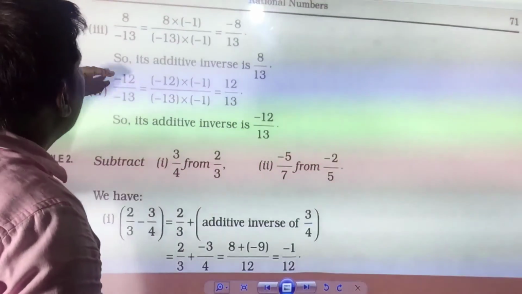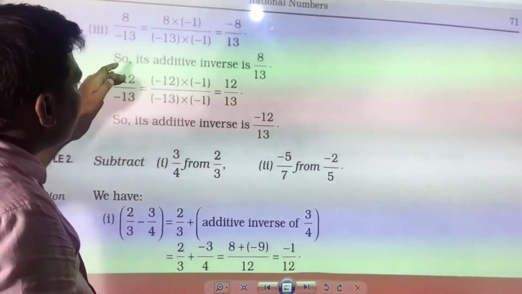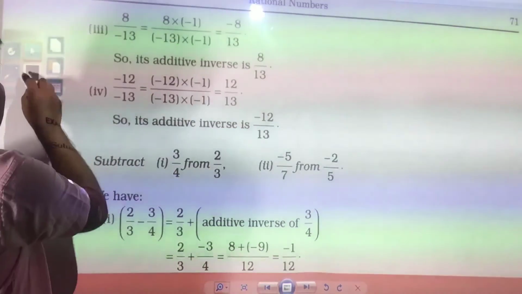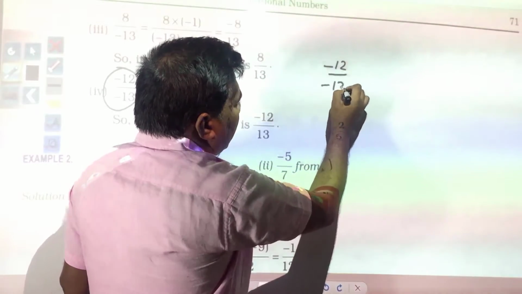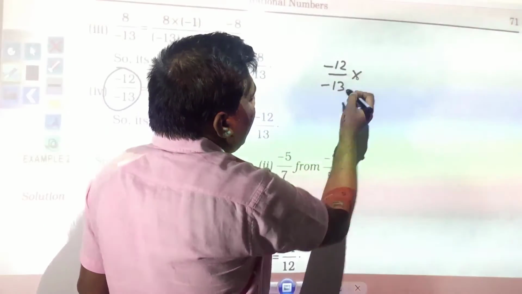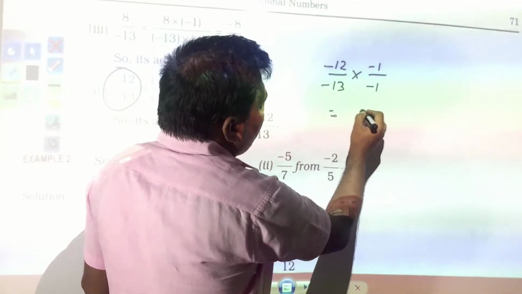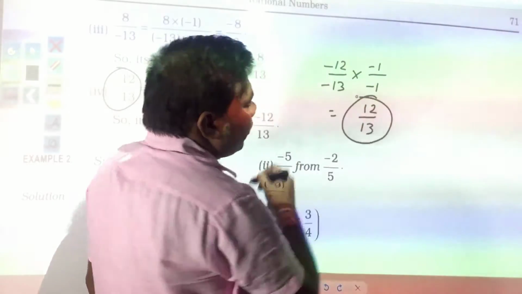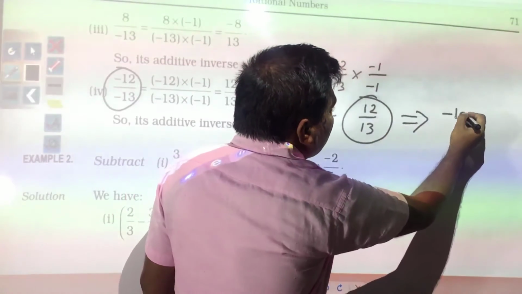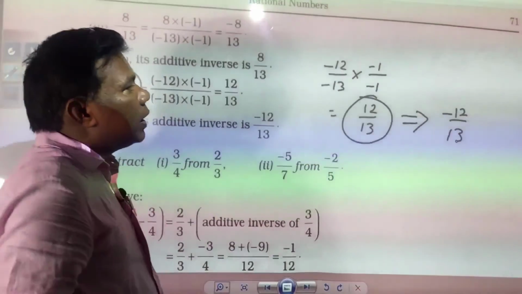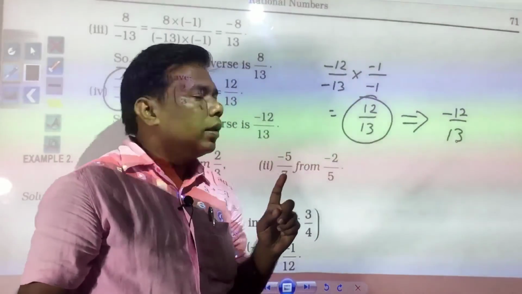Then you see minus 12 by minus 13. So, minus 12 by minus 13 means what? If you are writing in standard form, if you multiply by minus 1, you will get 12 by 13. Now, you have 12 by 13. So, the additive inverse of 12 by 13 will be minus 12 by 13. So, the additive inverse of minus 12 by minus 13 will be minus 12 by 13.